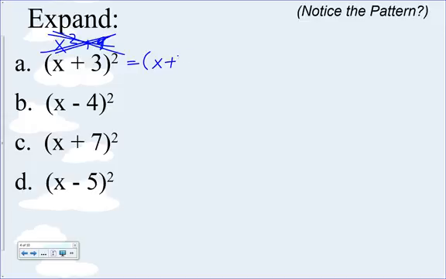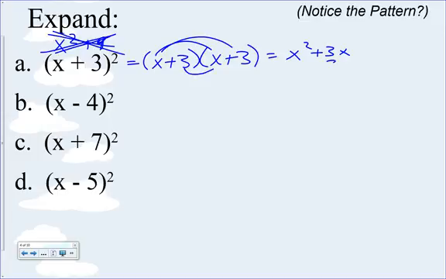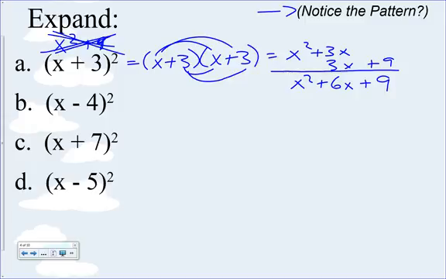This means we're multiplying something by itself. Right? That's what it means when I square something. So we have to distribute: x times x, x squared. x times 3, 3x. 3 times x, 3x. 3 times 3, 9. Add those together, we get x squared plus 6x plus 9. Up here I said, notice the pattern. As we do these, I want you guys to look for a pattern in the solutions, which is a pattern we just need to follow.